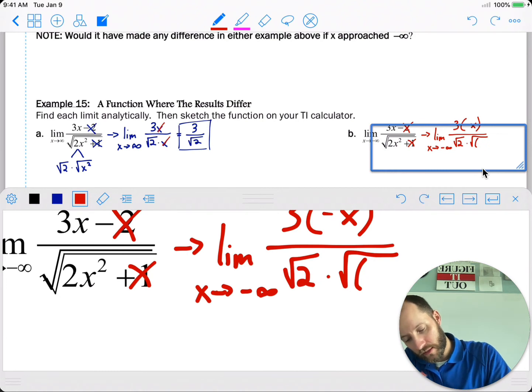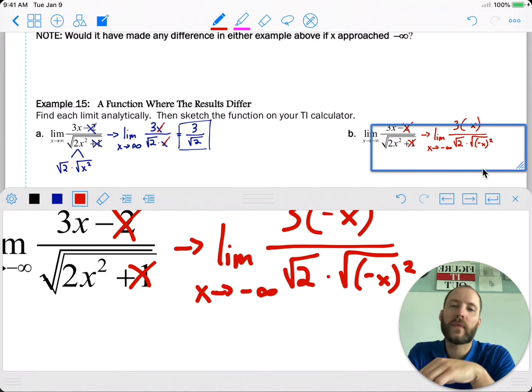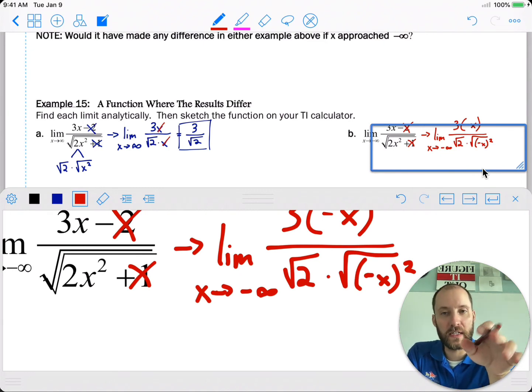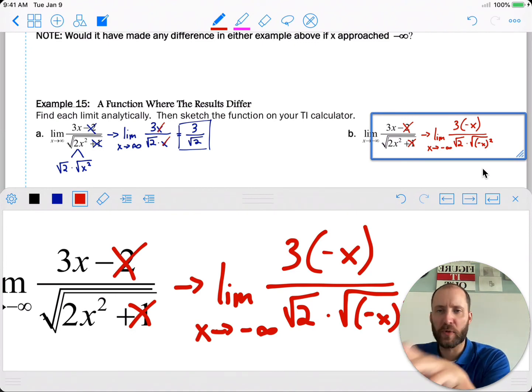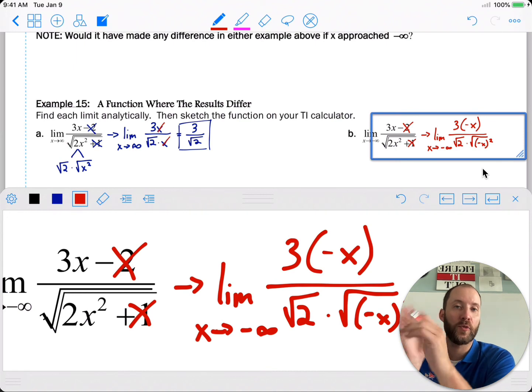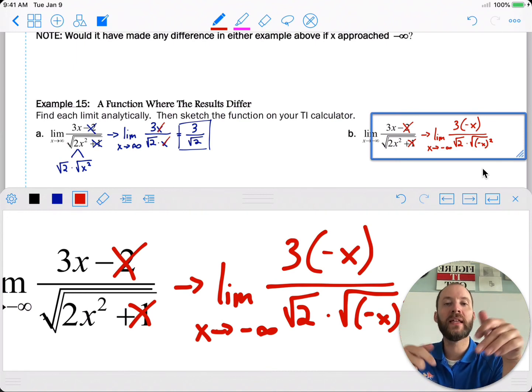Let me write that. Alright, it is important to realize that in the first problem, example A, x was positive, didn't really matter. You didn't have to worry about it. In example B, the negative matters. So you have to consider it as you're working.